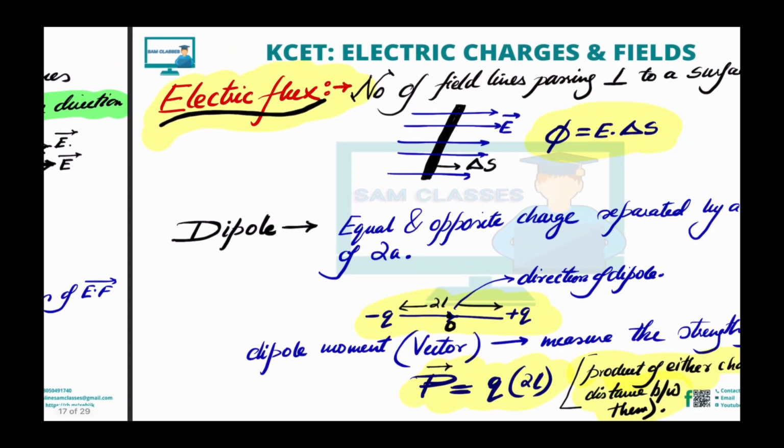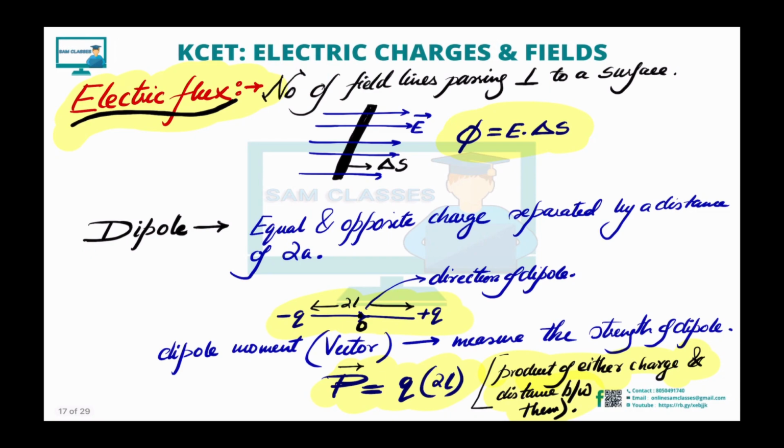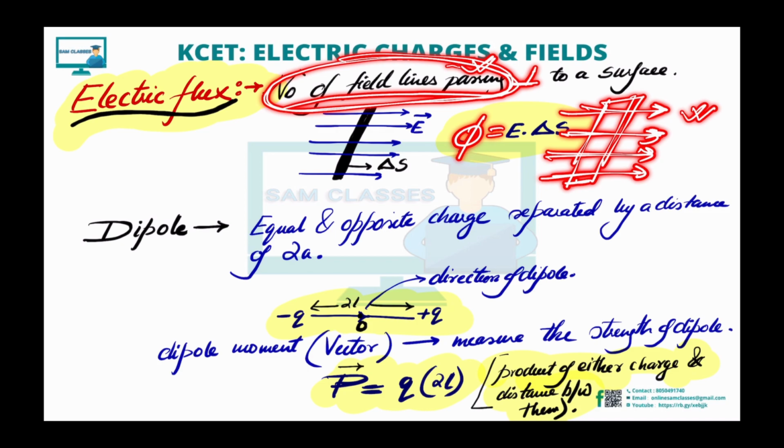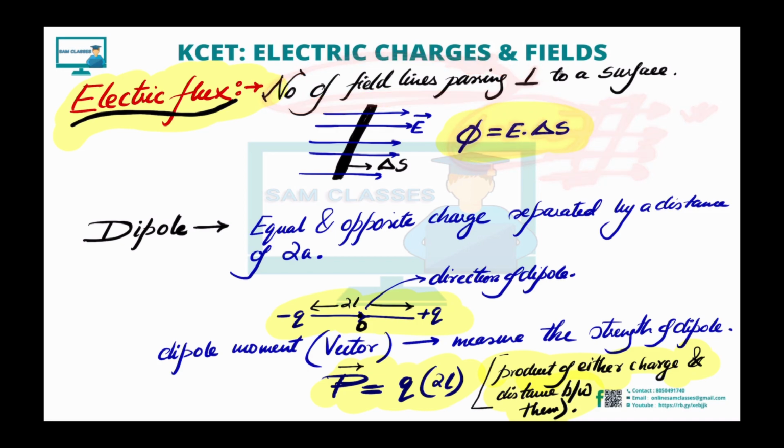Let's see the next part. Next is flux. The flux concept is pretty simple, students. Flux is nothing but the number of field lines. Since these are imaginary lines, how many are passing perpendicular to the surface? Let's say I have a surface like this. How many field lines are passing perpendicular to this surface? That gives me the flux. So flux, phi, is equal to E dot delta S. Clear?